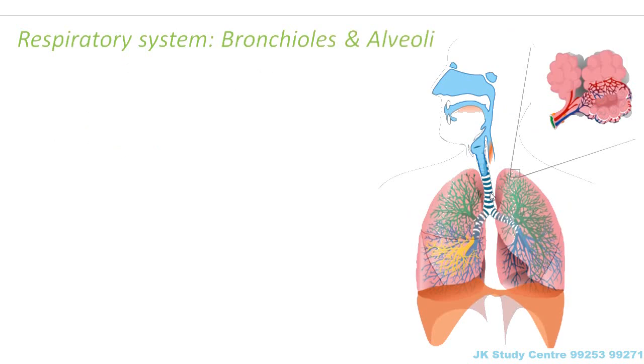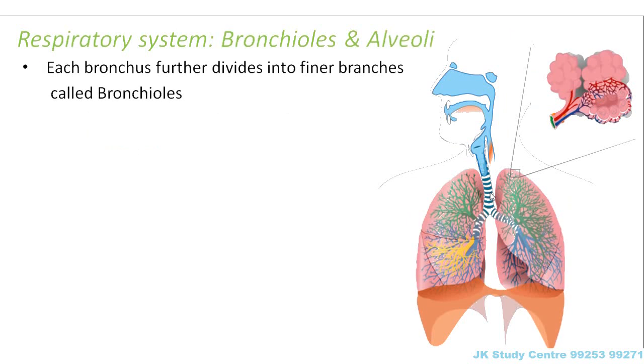Now the bronchioles and alveoli. Now bronchi and bronchioles, the names are quite similar, right? So what are bronchioles? Each bronchus further divides into finer branches called bronchioles. So here you can see that this is the trachea. So this trachea, as it entered inside the lungs, it broke down into the bronchus, and each of these bronchi then further divides into smaller branches to form bronchioles. So the further branching of bronchi are known as bronchioles.